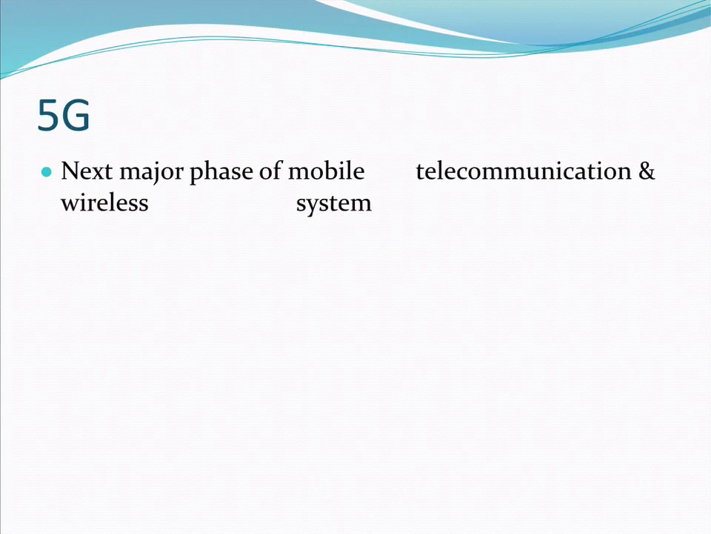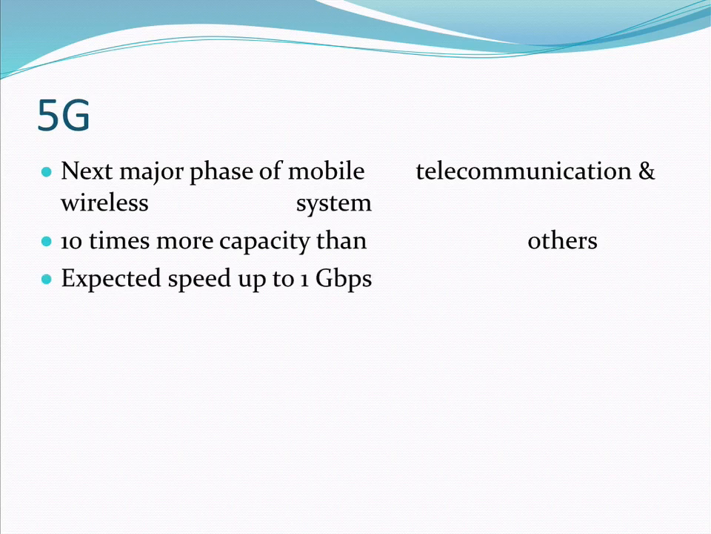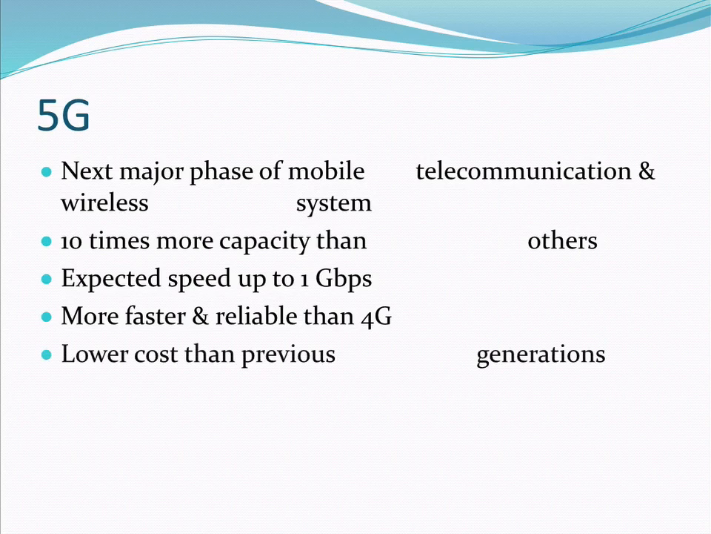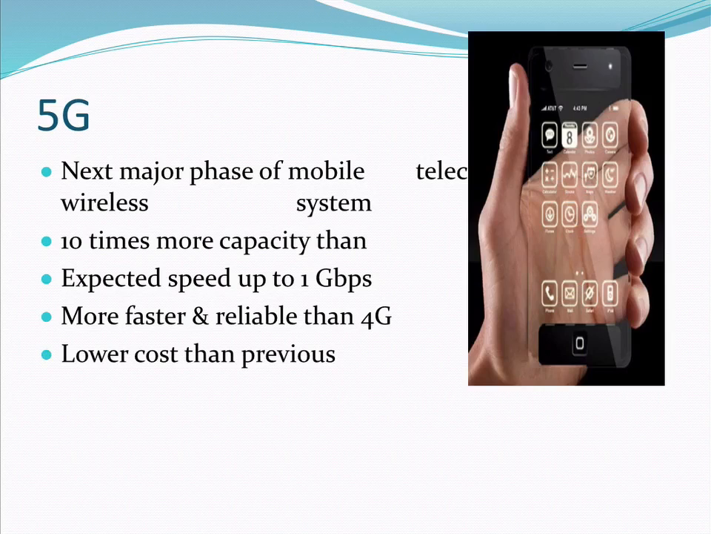Now we're coming to our topic, 5G, that is fifth generation, and this is the next major phase of mobile telecommunication and wireless systems. It is expected to have 10 times more capacity than other technology, and speeds up to 1 gigabit per second, which is faster and more reliable than 4G. And when compared to the other generations, it is giving a low cost. On the right side we see the expected fifth generation mobile phone.